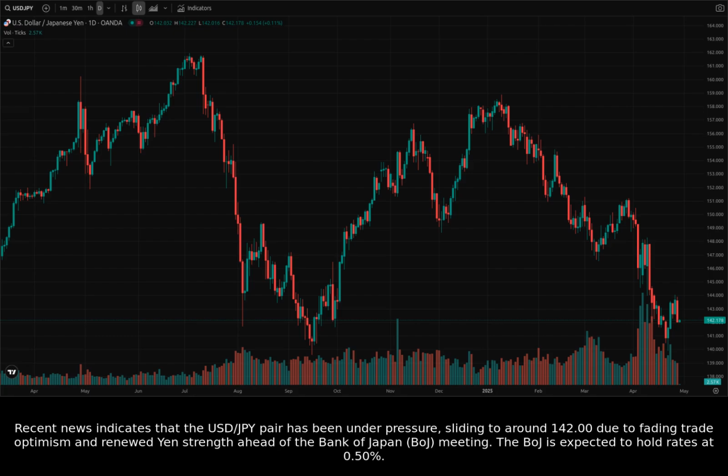Recent news indicates that the US dollar to Japanese yen pair has been under pressure, sliding to around 142.00 due to fading trade optimism and renewed yen strength ahead of the Bank of Japan (BoJ) meeting. The BoJ is expected to hold rates at 0.5%.